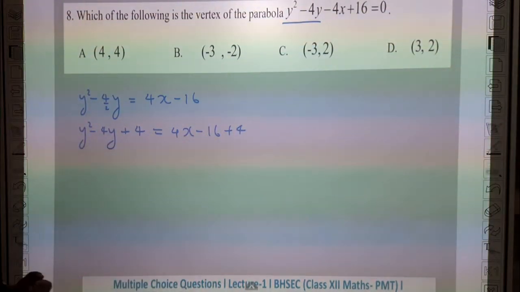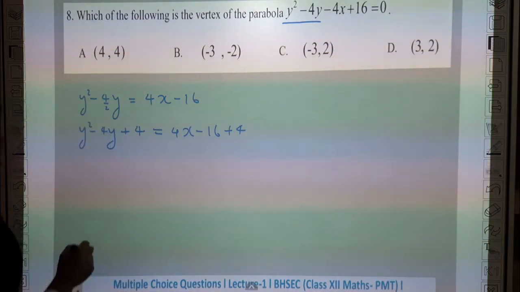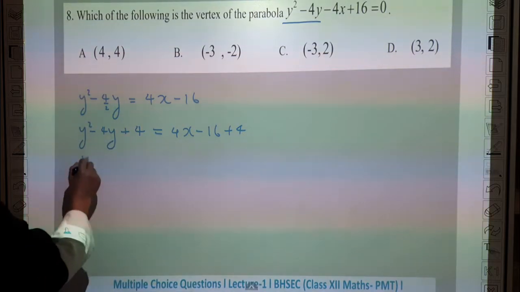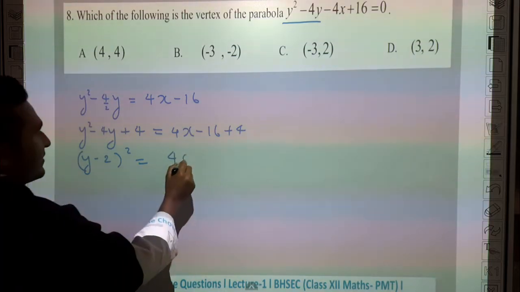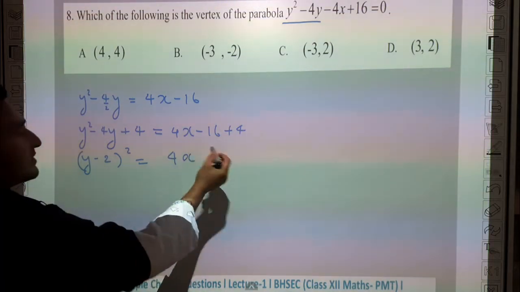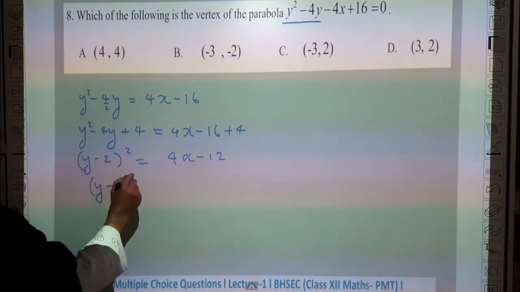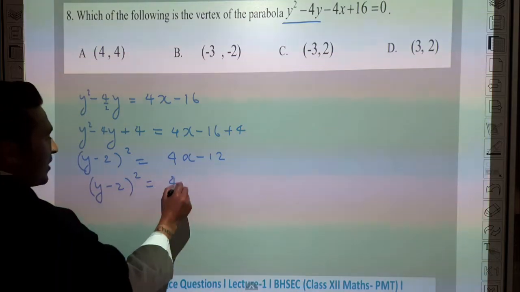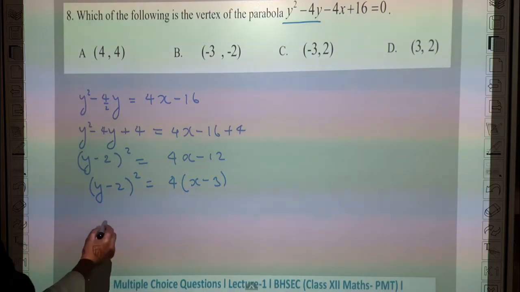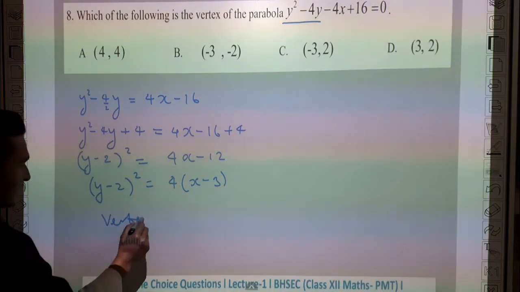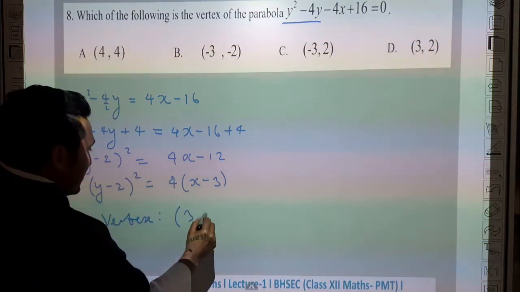So here mathematically we are correct. Now if we look at this polynomial, it is just the expansion of y minus 2 the whole square is equal to 4x, and negative 16 plus 4 is negative 12. That is, y minus 2 the whole square is equal to, take 4 out, 4 times x minus 3. So from here we know that the vertex is 3, 2.